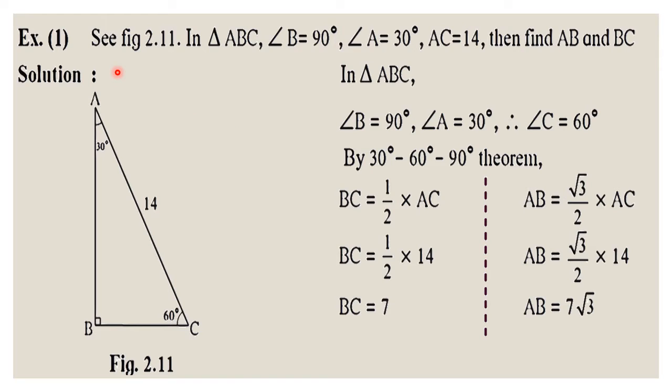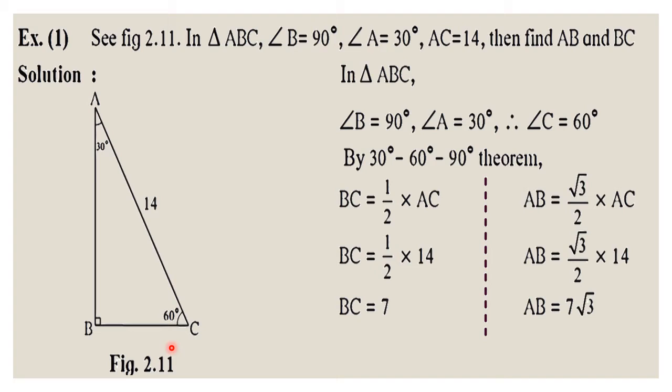In figure 2.11, in triangle ABC, angle B is 90 degree, angle A is 30 degree, angle C is 60 degree. This 60 degree is not in the question, but in the diagram it's evident. If one is 90, another is 30, the third angle has to be 60 degree. Then what is given is AC, that is the length of hypotenuse, is 14. We need to find AB and BC.